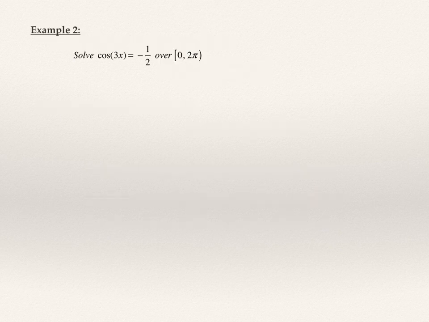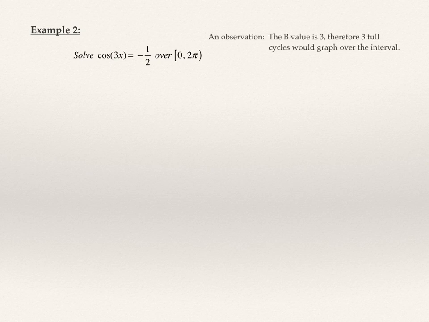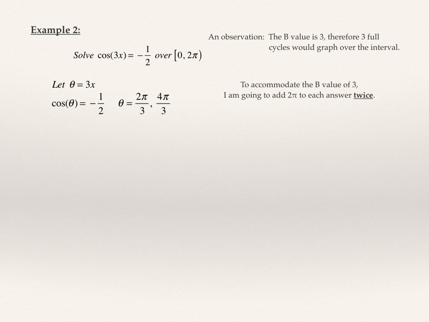All right, let's go on and see what happens when we up the ante a little bit, and now we have cosine of 3x. Again, the b value is 3, therefore 3 full cycles would graph over the interval 0 to 2 pi. So we're going to let theta equal 3x, and do our substitution and solve. The sine of theta equals -1/2, so I'm going to get 2 pi over 3 and 4 pi over 3. Because the b value is 3, I'm going to anticipate 6 total solutions. To get those, I'm going to add 2 pi to each of these answers twice.